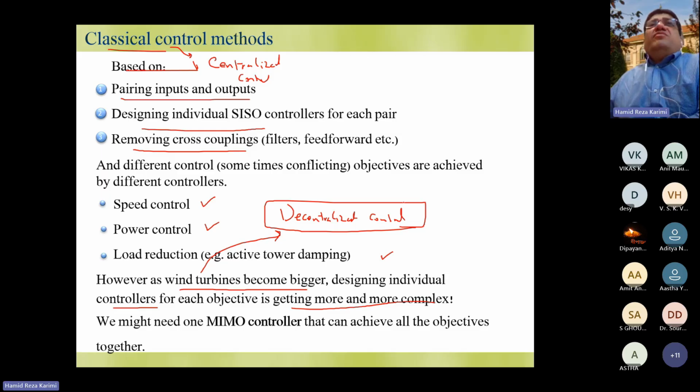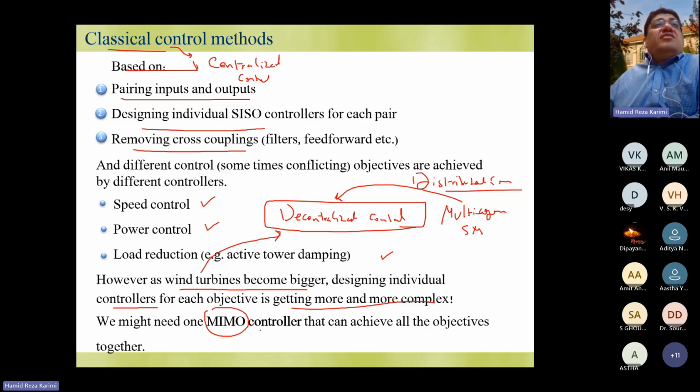Do you remember when we talked about the multi-agent system? We discussed the decentralized control or the distributed control. So for the wind turbine, you need to develop a distributed control or a decentralized control. And the type of control even goes to the MIMO control.